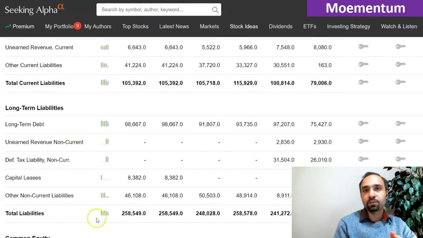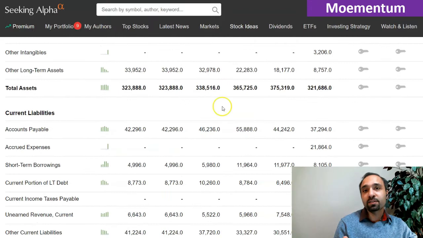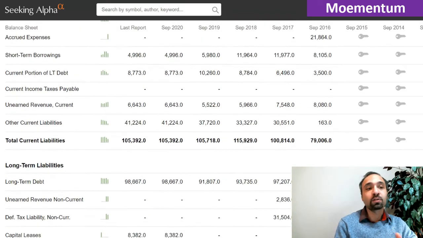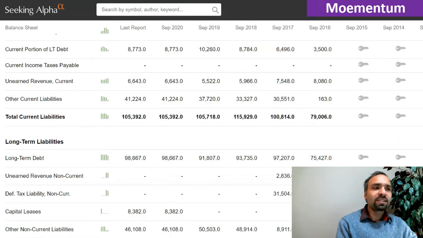Apple is showing that their assets, both in terms of the total assets and current assets, will surpass their liabilities, both in terms of current and total liabilities. Now, moving on, we want to take a look at the dividend section of the website.